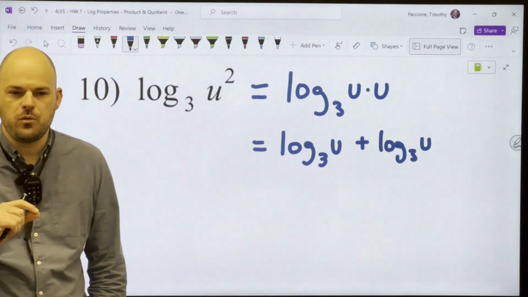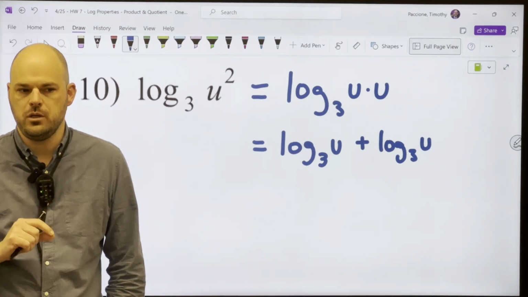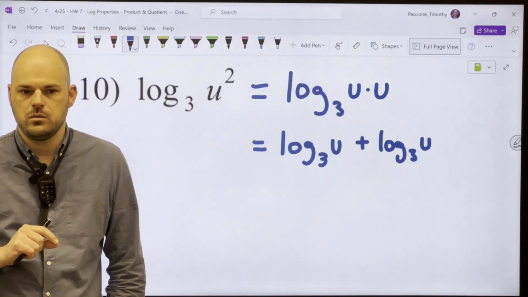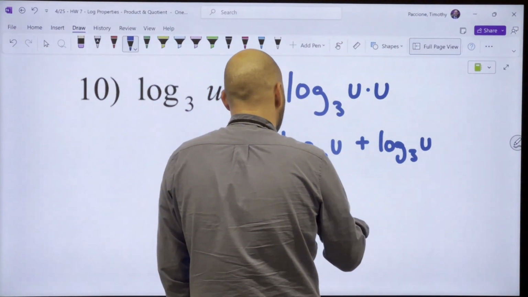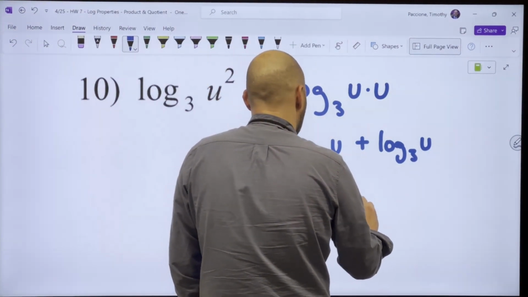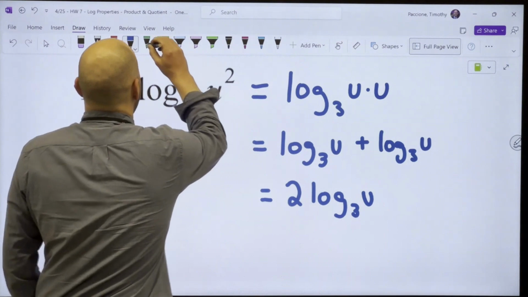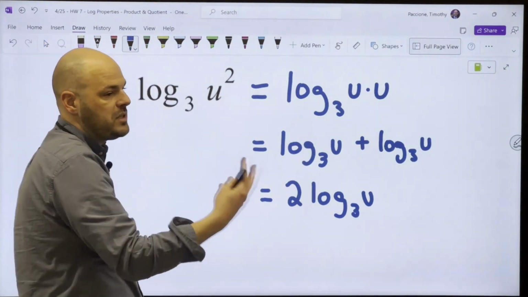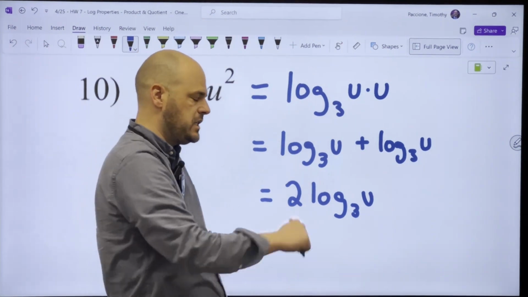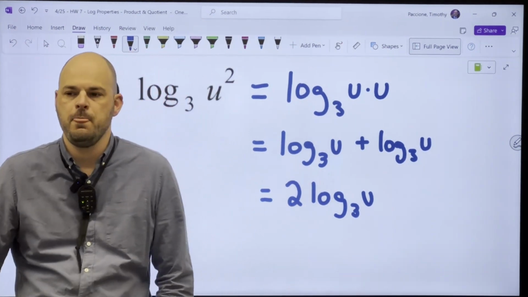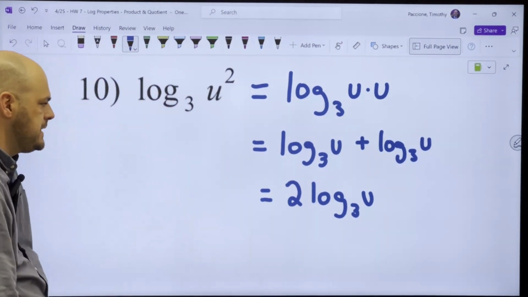How many log 3u's do I have? 2. So you would put 2 log. Exactly. So I would write 2 log 3u, right? It's just like if I had y plus y, I would say 2y. I wouldn't just say y plus y. I would bring it together and say I have 2 of them, right? And that's going to lead into today's lesson.